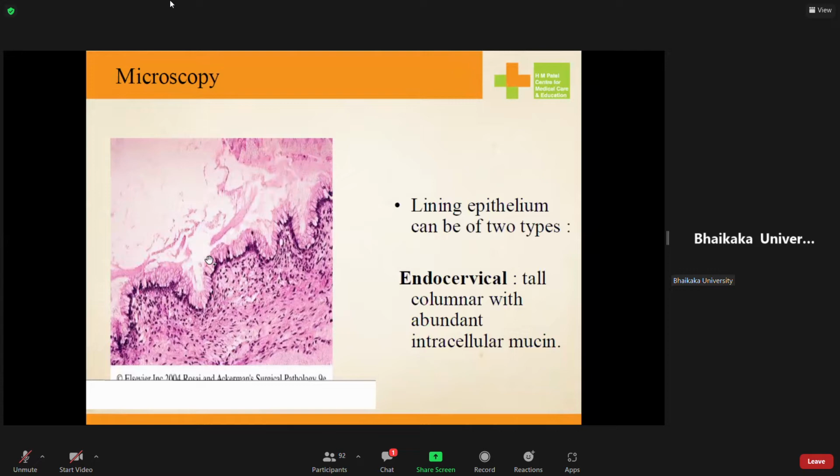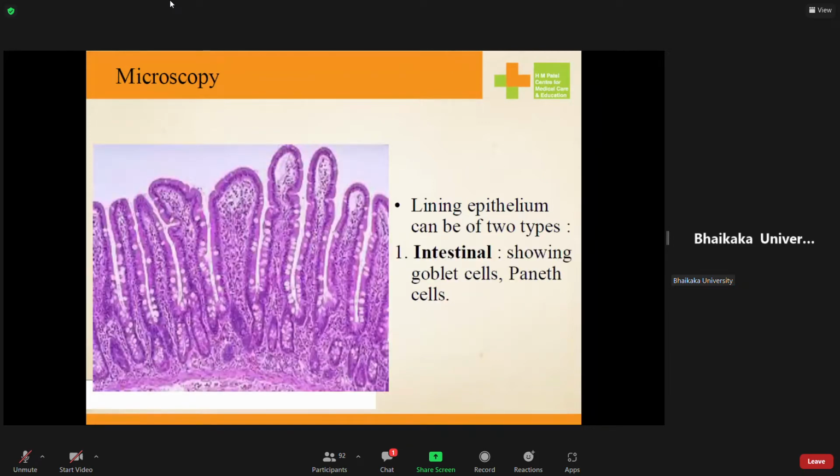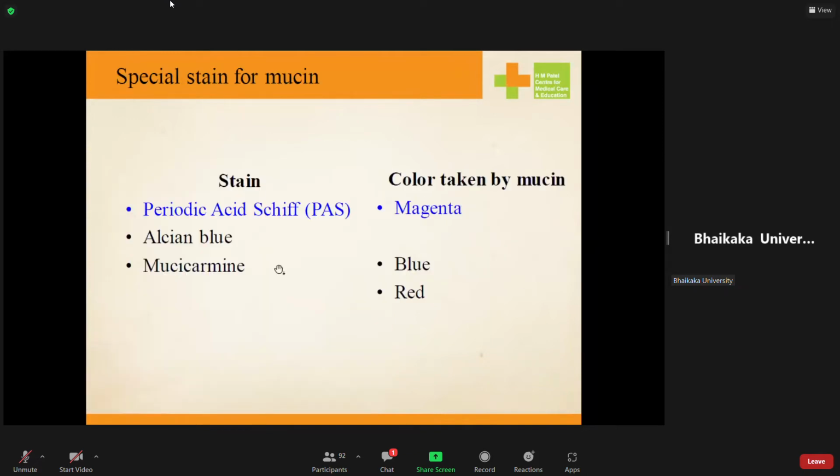Now, if we want to demonstrate the mucin in the tissue, various special stains are used, and that is the PAS stain. PAS stain will give a magenta color to the mucin if mucin is present in the cell. If we do the special stain Alcian blue, it gives a blue color to the mucin, and mucicarmine gives a red color to the mucin. So you have to remember these special stains which are used for the demonstration of mucin in the tissue: PAS, Alcian blue and mucicarmine stain.